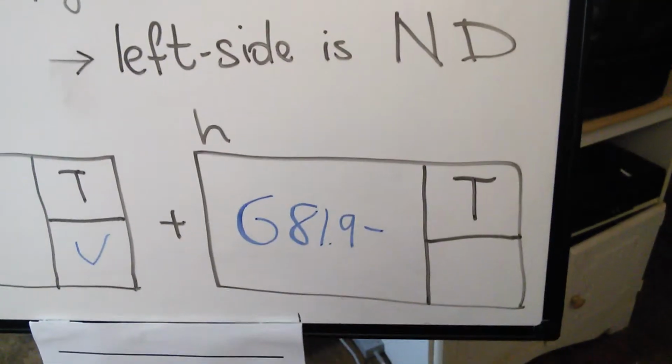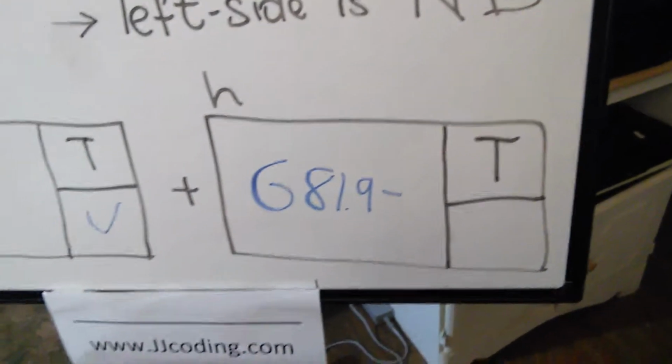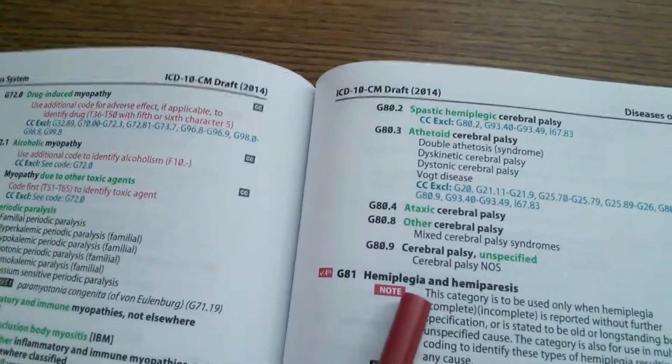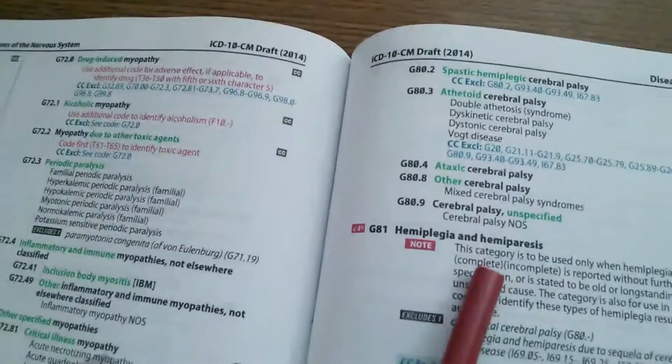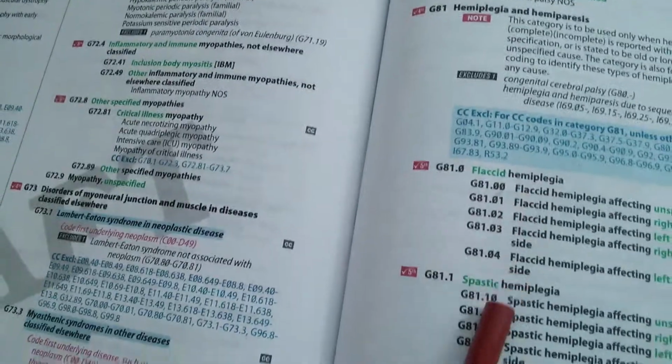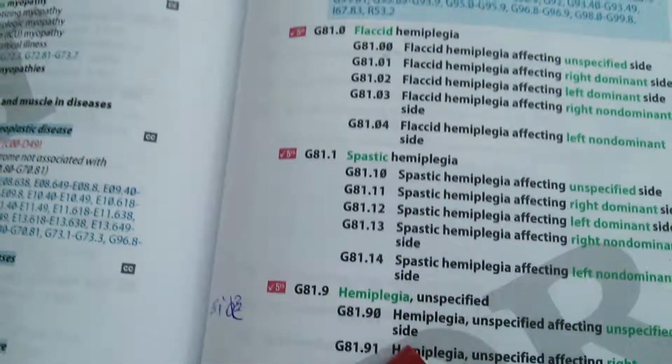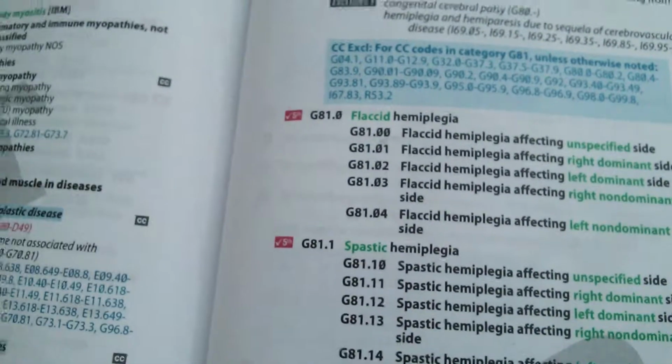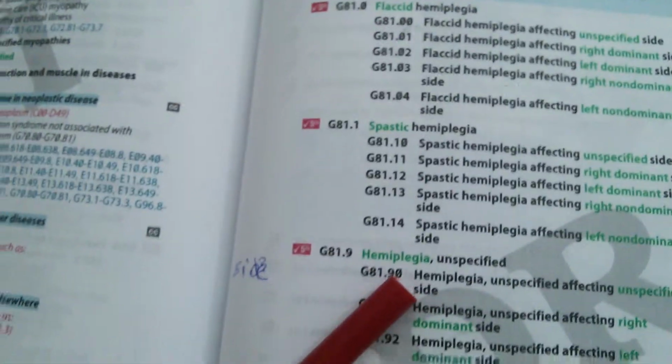When we check in the tabular, we try to find one more character. So let's go to the tabular to verify first and to find the code. The additional character is probably because of the left side, non-dominant, right? What we explained at the beginning. But let's check that out. So we go to G81 first. Where's G81? Right here, which is hemiplegia and hemiparesis. Next code would be G81.9, which is hemiplegia, unspecified. Again, because it's not flaccid or spastic, it doesn't tell us what kind of hemiplegia it is, so it's unspecified.